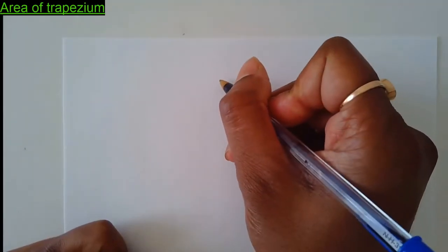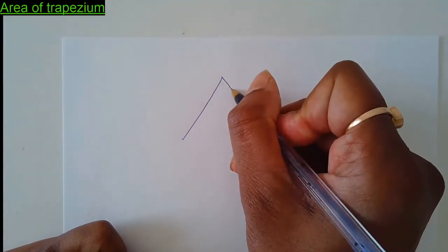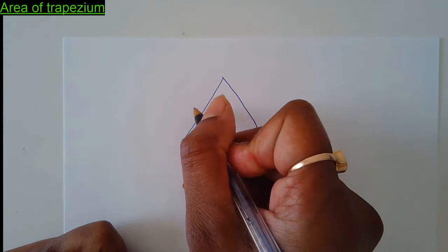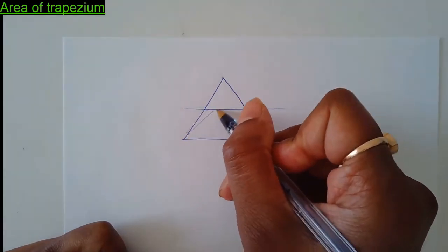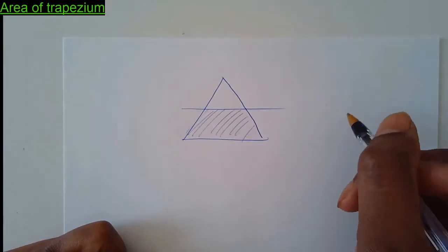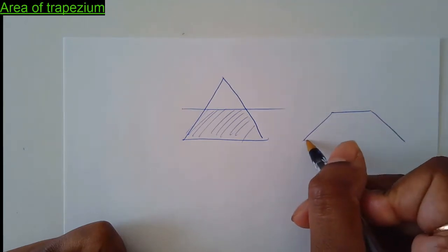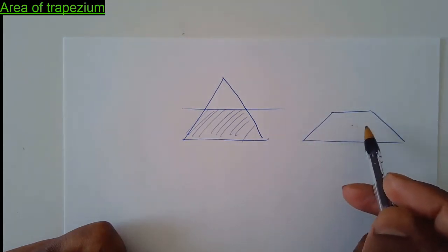First of all, before you can work out the area of trapeziums, you need to know what a trapezium is. A trapezium is a triangle with the top chopped off. So that bit is a trapezium. Looks like that. That bit is the trapezium.